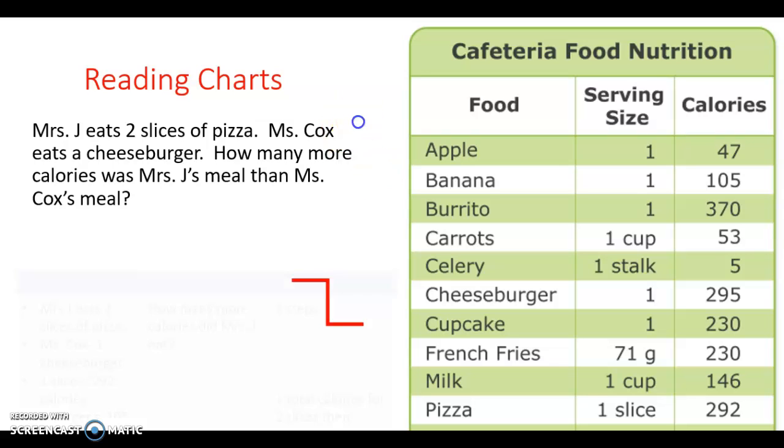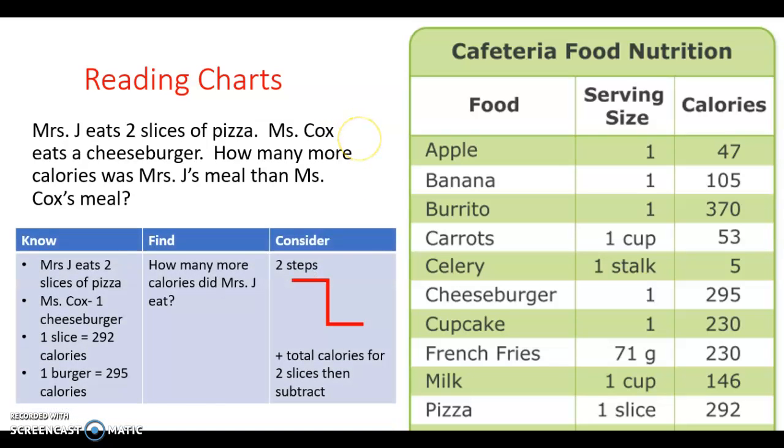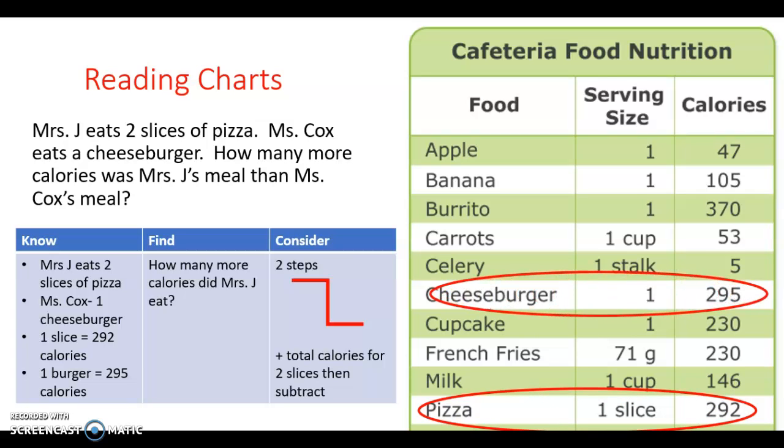Well, just like we did in our first example, we need to figure out what do we know. From this problem, we know that Miss J eats 2 slices of pizza. We also know that Miss Cox eats a cheeseburger. I know from looking at the chart and reading the table that 1 slice of pizza is 292 calories, and a cheeseburger has 295 calories. I know all of that information from either reading the problem or reading the table or chart.